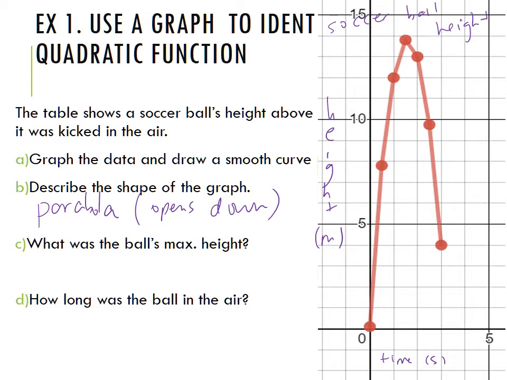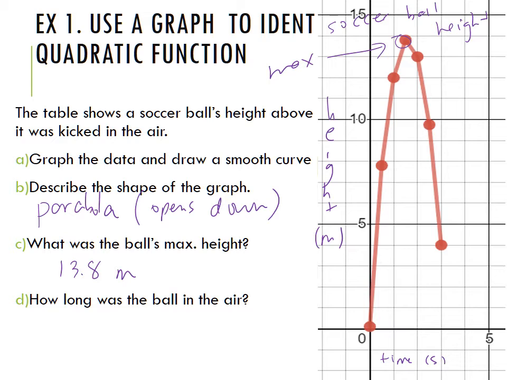What was the ball's max height? Well, we can look at our table, look at our graph. Looks like it's just under 14. If I remember the number in the table, I believe it was 13.8 meters. So remember, the max height is the highest your graph gets. So just make a little note there. There's the max.